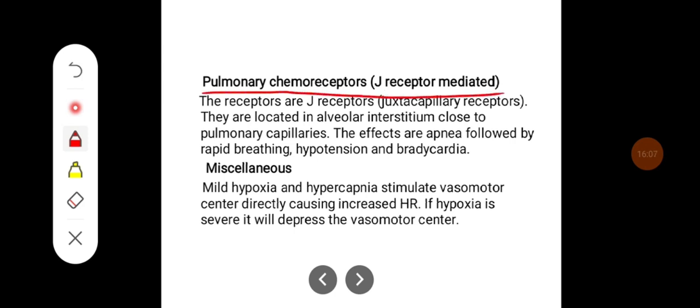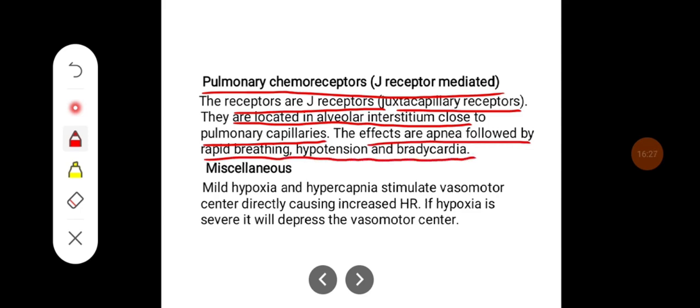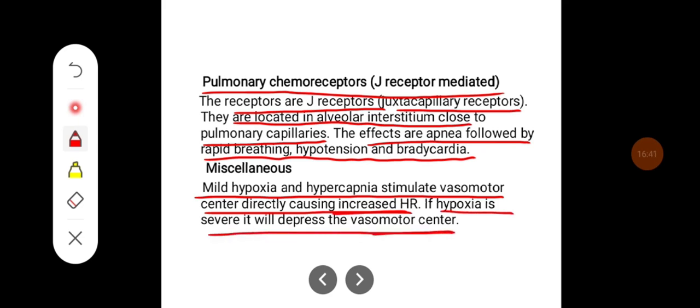Pulmonary chemoreceptors, or J receptor mediated reflexes. The receptors are J receptors, also called juxtacapillary receptors, and they are located in the alveolar interstitium close to the pulmonary capillaries. The effects are apnea followed by rapid breathing, hypotension and bradycardia whenever these receptors are stimulated. Mild hypoxia and hypercapnia stimulate the vasomotor center directly, causing an increase in the heart rate. If hypoxia is severe, then it will depress the vasomotor center.